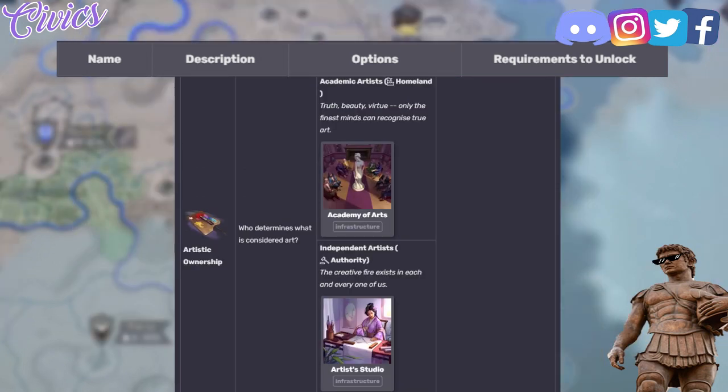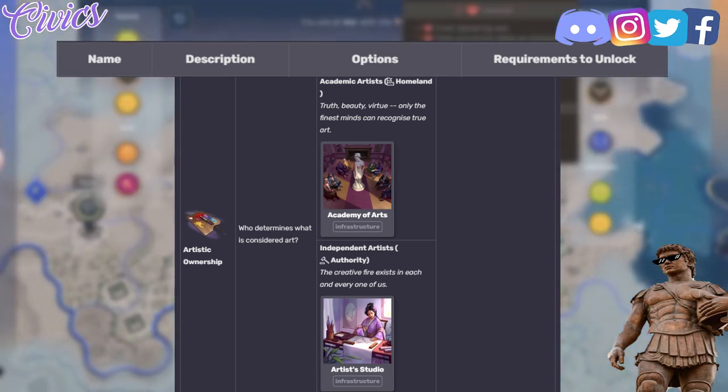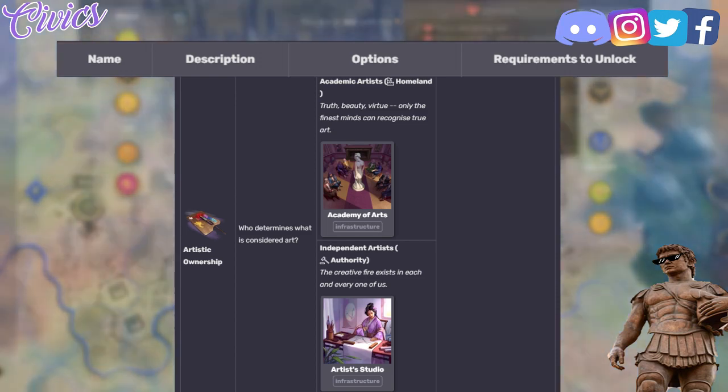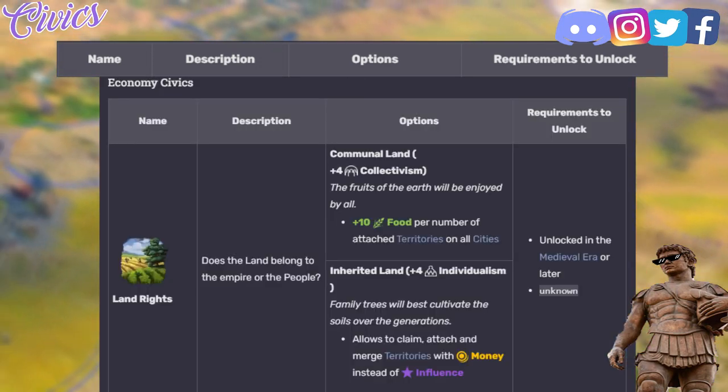Artistic ownership. Who determines what is considered art? Option A, academic artists, homeland: truth, beauty, virtue, only the finest minds can recognize true art. Unlocks Academy of Arts infrastructure. Option B, independent artists, authority: the creative fire exists in each and every one of us. Artist studio infrastructure.